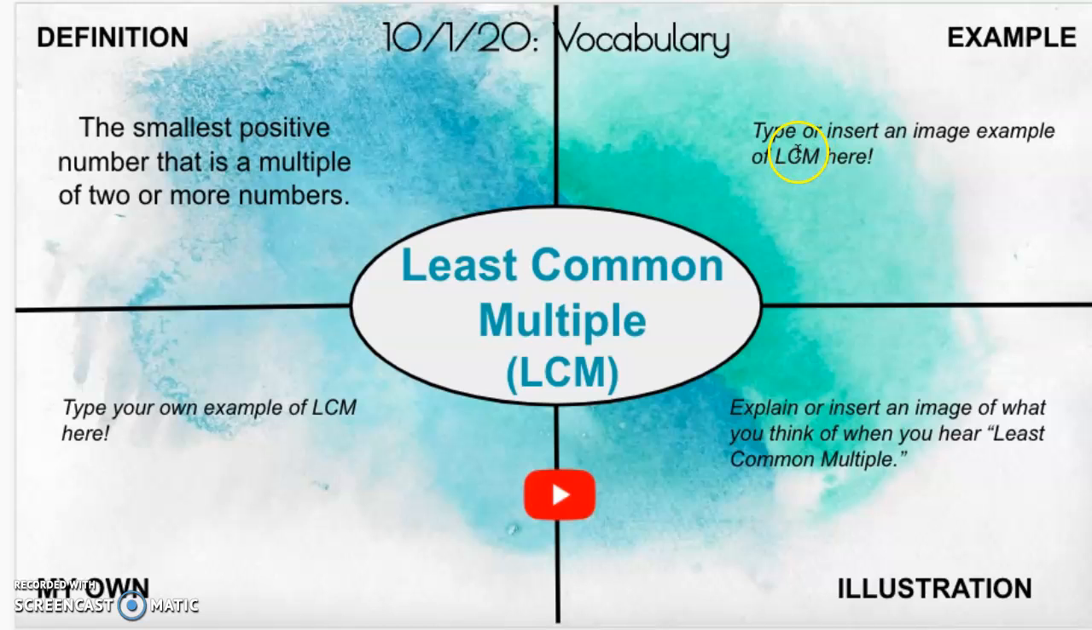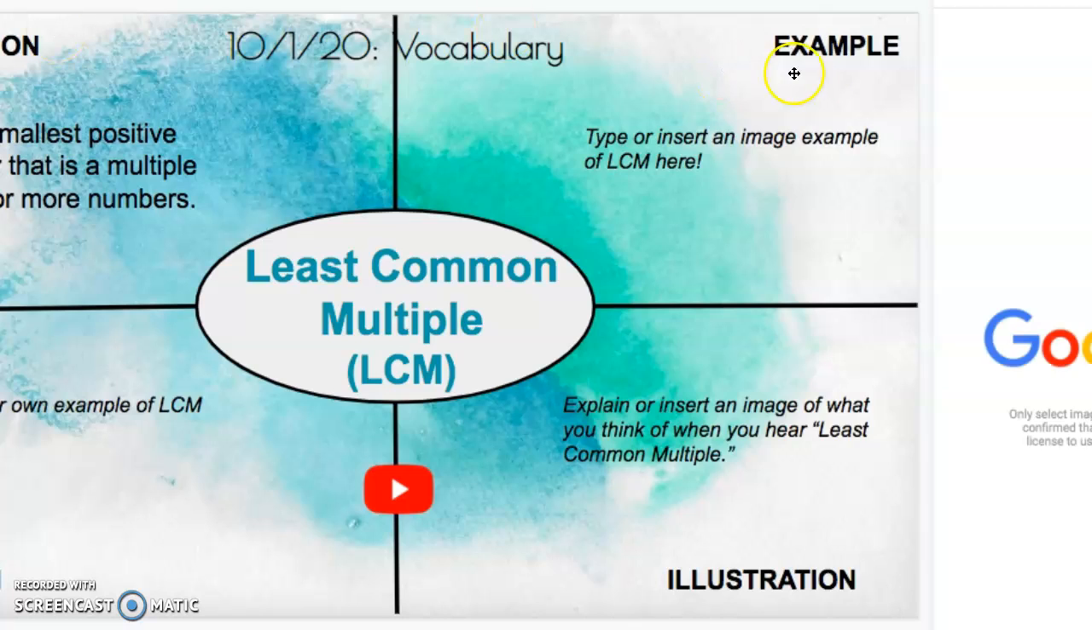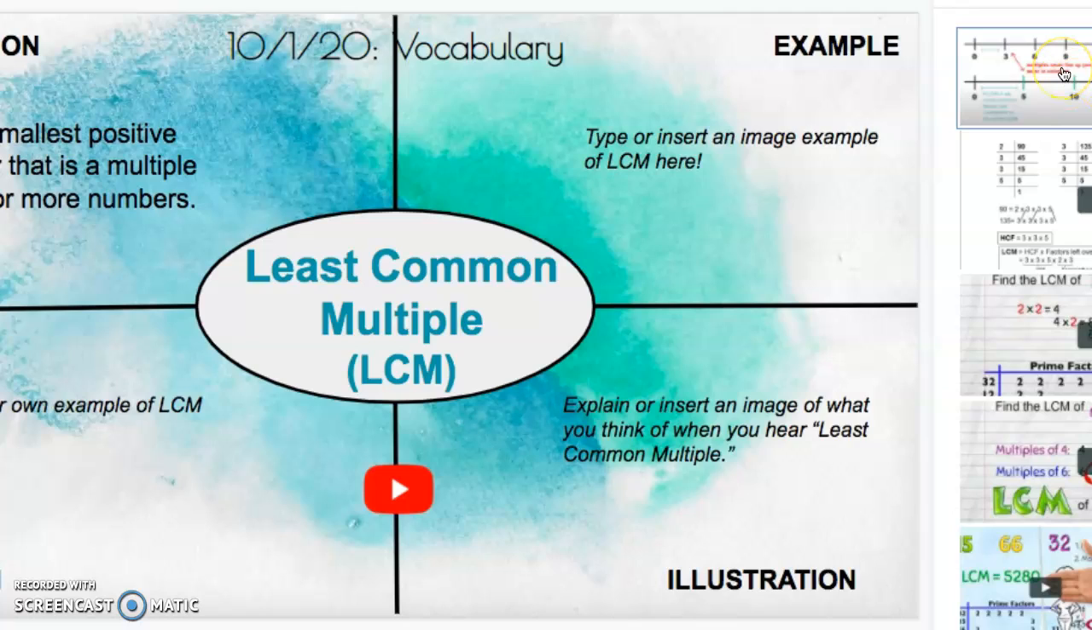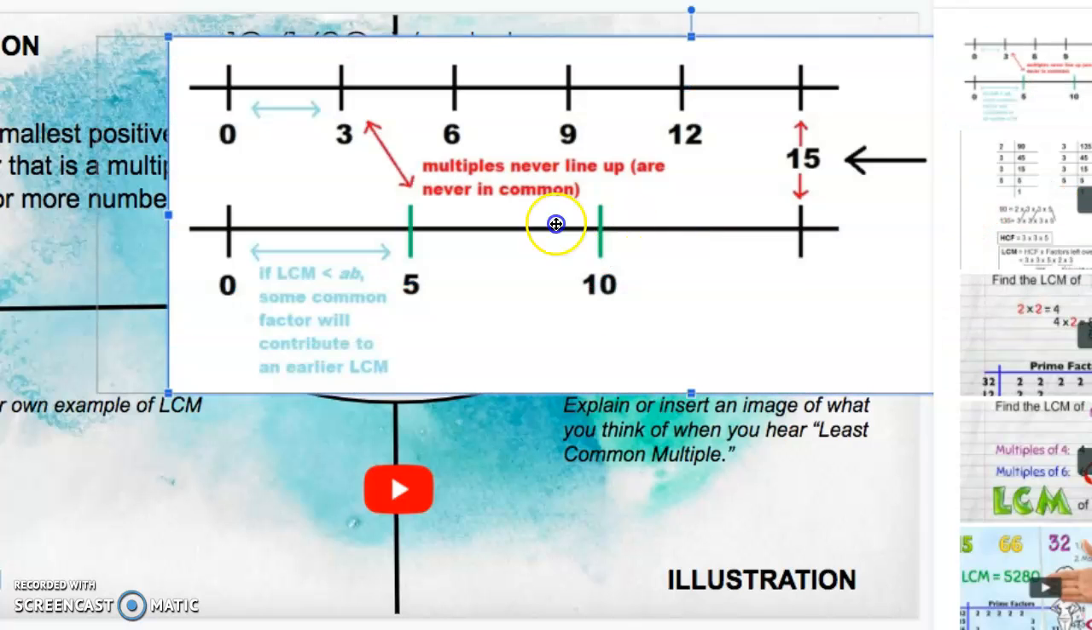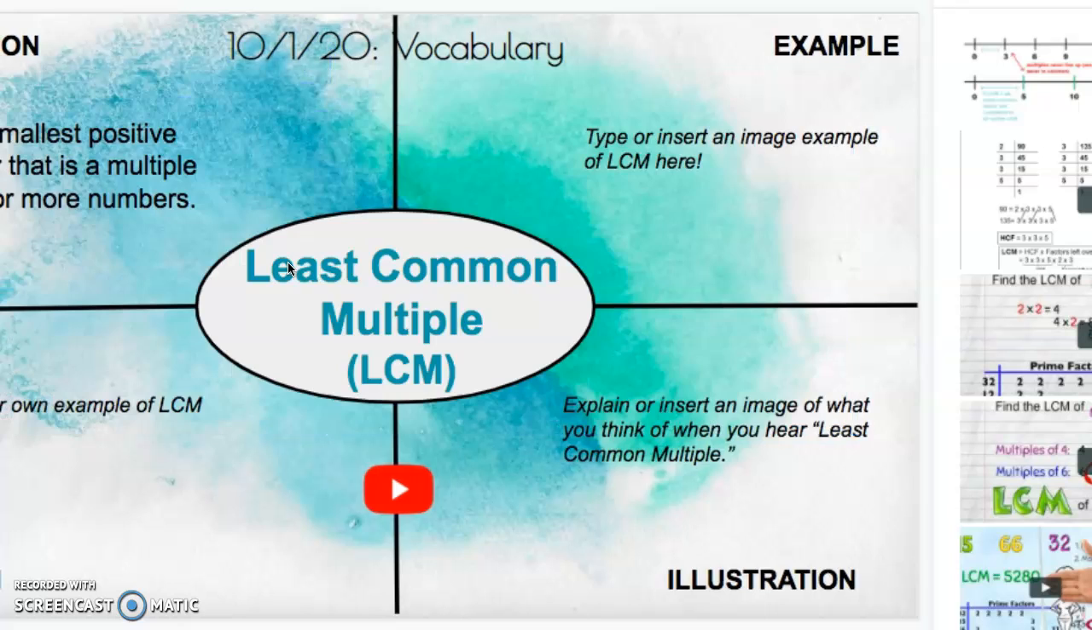So least common multiple. What we can do is go to the images and search the web. We can look for LCM. There are a lot of videos or a lot of pictures that show up. What we can do is maybe drag one of the images out here. Ooh, there's one of them. That might not be such a clear example. It might be a little big.